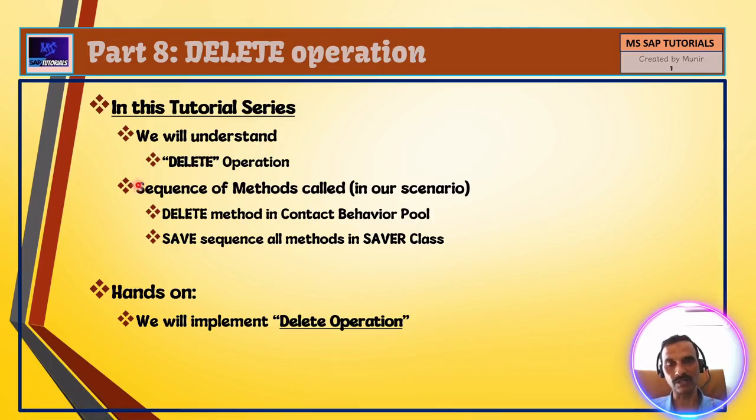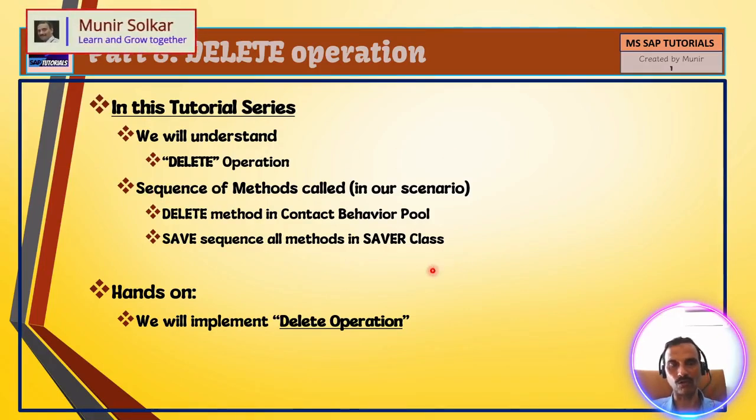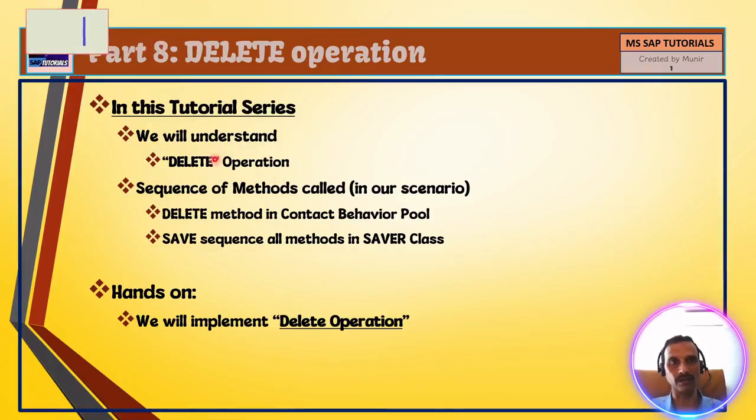the delete operation. Now the sequence of methods that will be called will be pretty much similar to what we have seen in our create and update. So I don't want to go through all those things again here. The important thing is that from the entity behavior pool, a delete method will be called. And then after that, a save sequence will be called in our scenario.